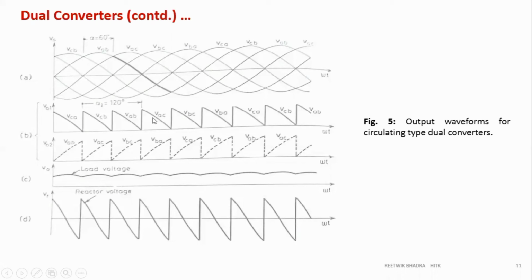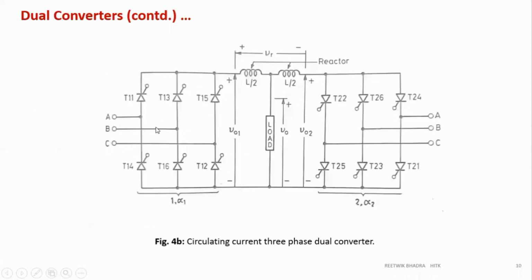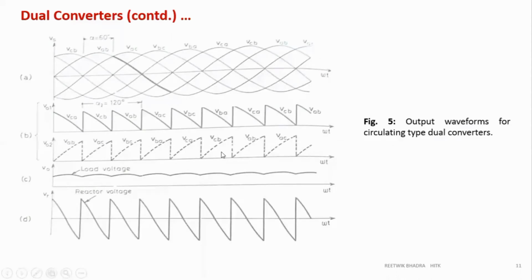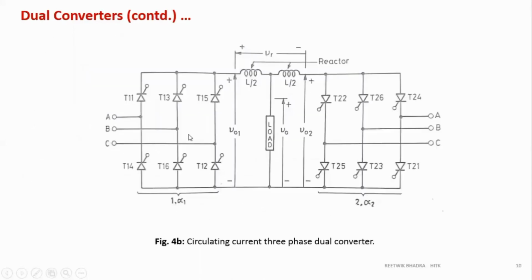Okay, you can try this on your own, because I have shown you how to draw the output voltage for a full converter. Those are only drawn over here. You have to draw all the line voltages, taking some alpha value. Suppose the alpha value is 60 degree. You take alpha of converter one as 60 degree and draw this.